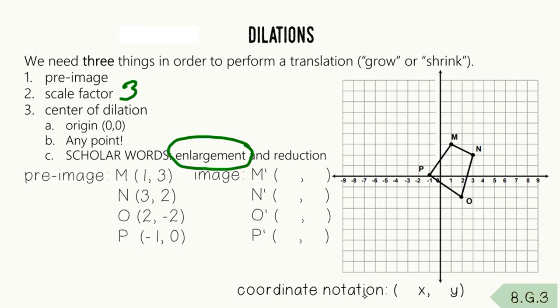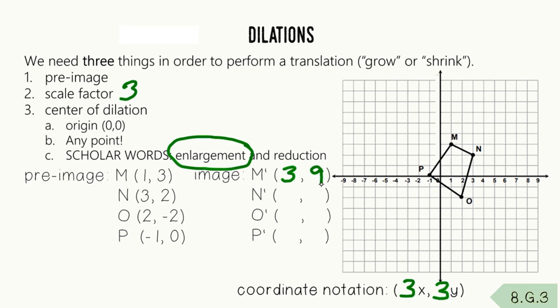The way that we show this in coordinate notation is we take that scale factor and multiply our x coordinates by 3 and our y coordinates by 3. I'm going to do the first few of these, and I would like you to finish the last 2 and then complete all 4 points and connect the dots so that you have quadrilateral M prime, N prime, O prime, P prime. So my original point M, if I multiply the x coordinate 1 times 3, I will get 3. If I multiply the y coordinate 3 by 3, I will get 9.